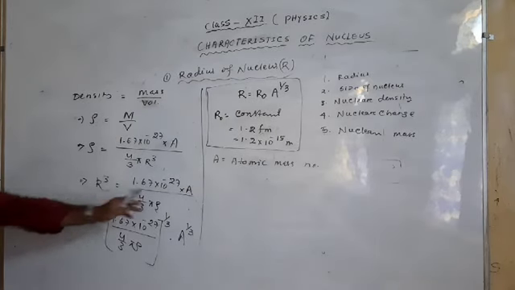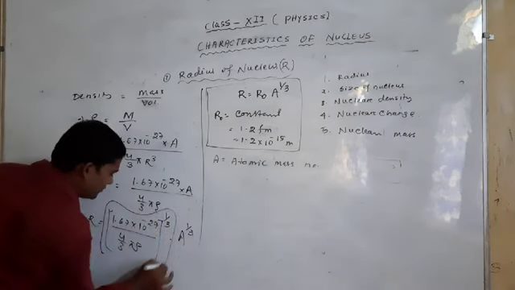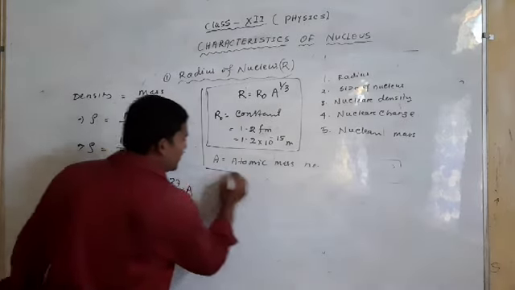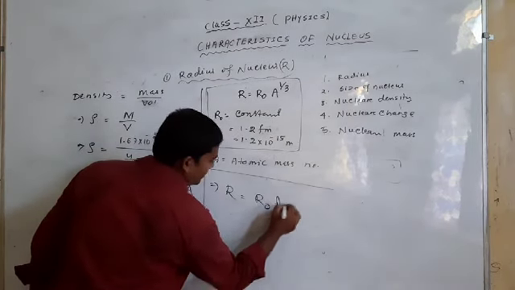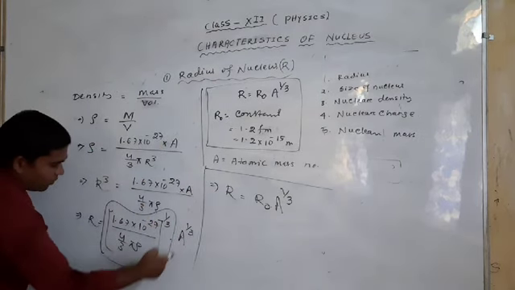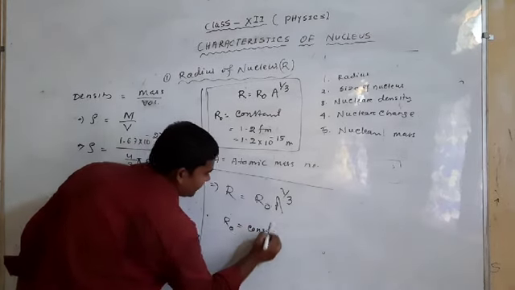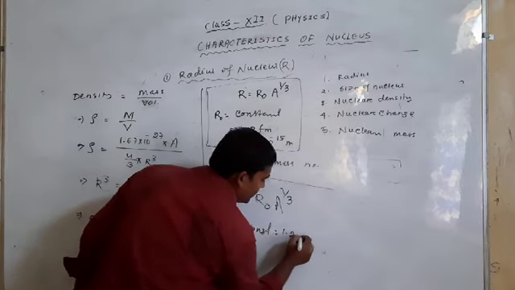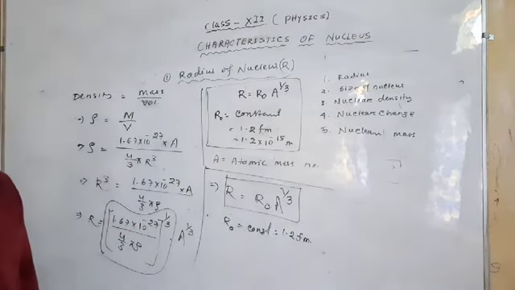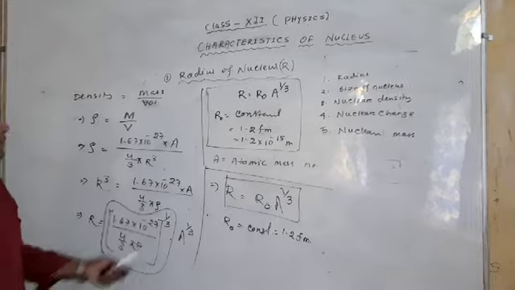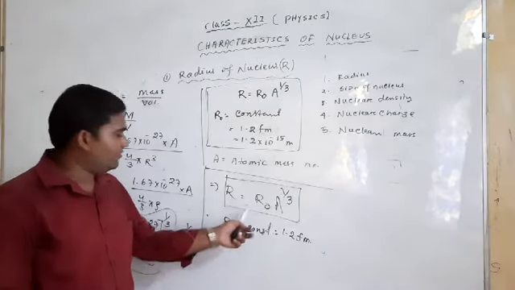If you take the cube root on both sides, and we take this term as a constant, replacing the total term with the constant r naught, where r naught is a constant and its value is nearly calculated as 1.24, we find the relation r equals r naught A to the power 1 by 3. Clear? So the size of the nucleus will be determined by this formula.